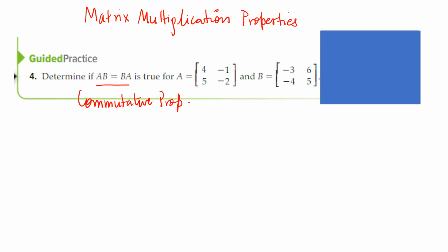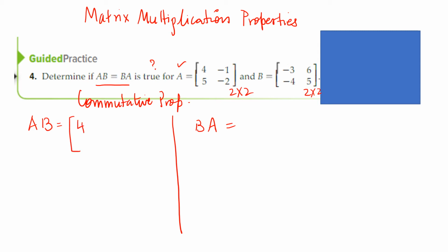If you multiply matrix A with B in that order, A multiplied with B, or you do B multiplied with A, you change the order of matrix multiplication. Is it going to be equal? That's what you need to check. So determine if AB is equal to BA. Is it true? We are not sure till now. We are just given two matrices. These are square matrices of 2 cross 2 order. So definitely we are going to find them one by one, AB and BA, and then compare. Are they equal? Yes or no?